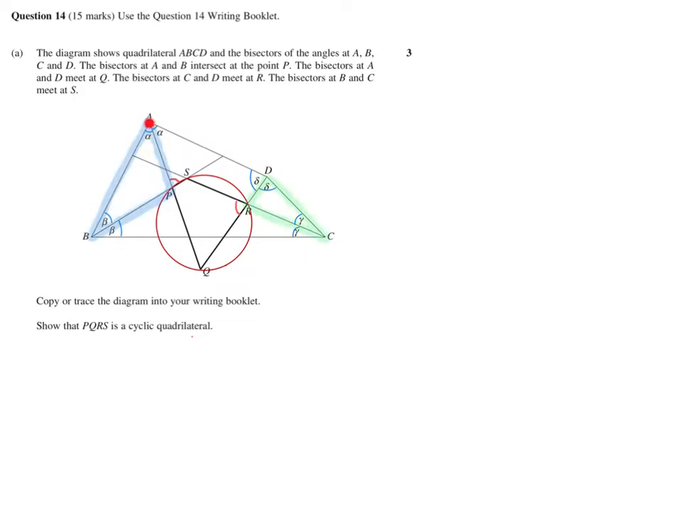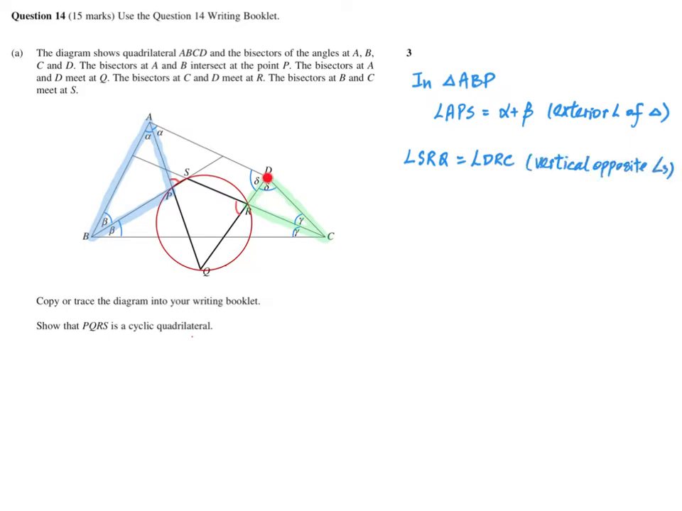Now I have these two triangles highlighted, one in blue, one in green. Let's take a look at the blue triangle first. This alpha plus this beta sum up to be angle APS, because angle APS is the exterior angle of this triangle ABP. Let's now look at this green triangle. This angle SRQ equals this angle DRC, because they are vertically opposite angles. This angle DRC in the green triangle should be equal to 180 minus delta minus gamma. It is the angle sum of a triangle.